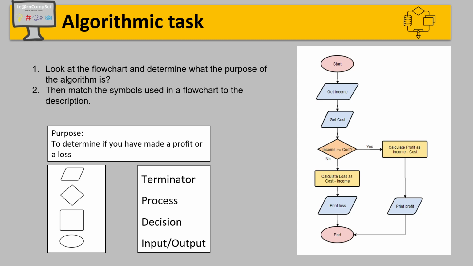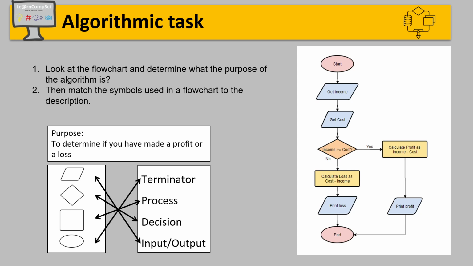Okay, the purpose of the algorithm was simply to determine if you've made a profit or a loss. And here are the symbols. We've got input and output. So this is where we're perhaps getting information from a user or we're printing something out. We have a decision within our program where we're going to make a different choice. And depending on a decision, we will carry out different instructions. As our programs are running, they're processing data, and this might be calculations or storing information away. And these are known as processes.